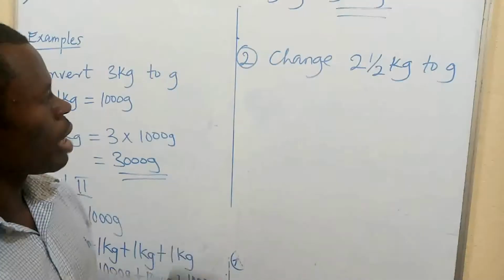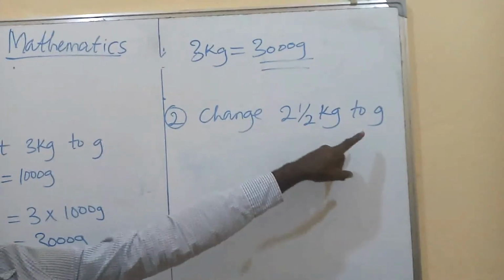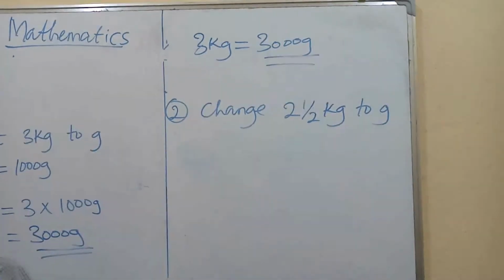Right, next we are going to look at example 2. Alright, we have here example 2. Change 2.5 kilograms to grams.